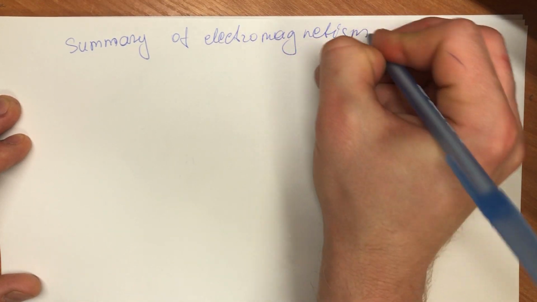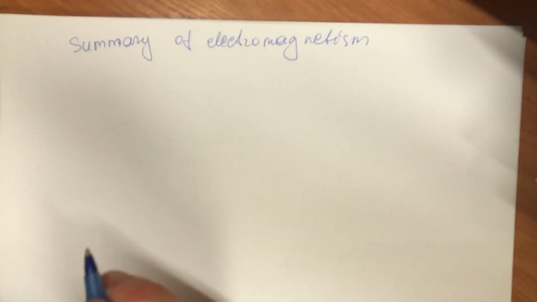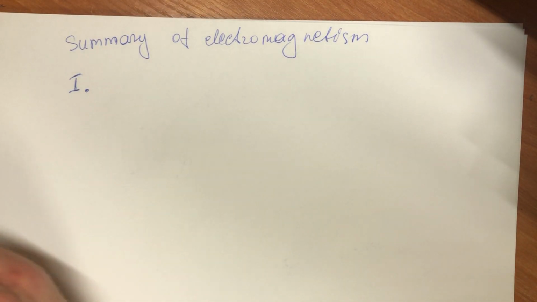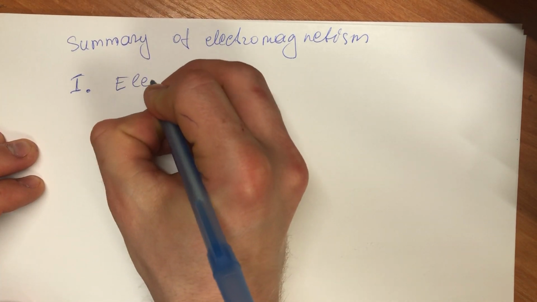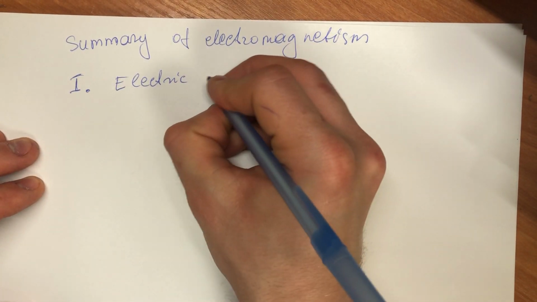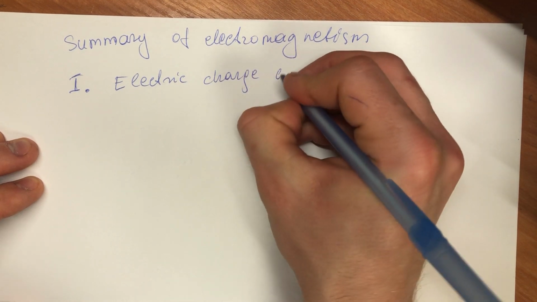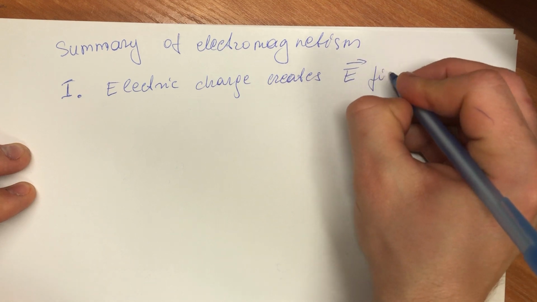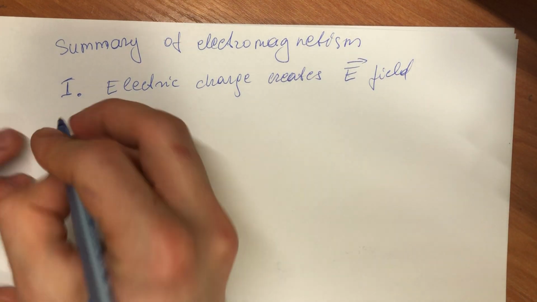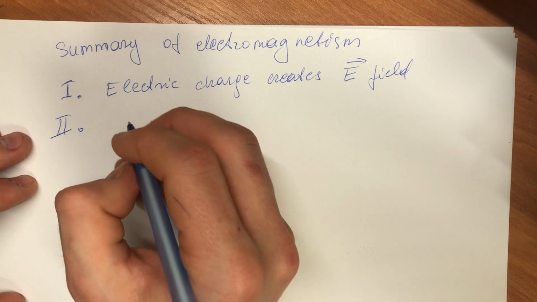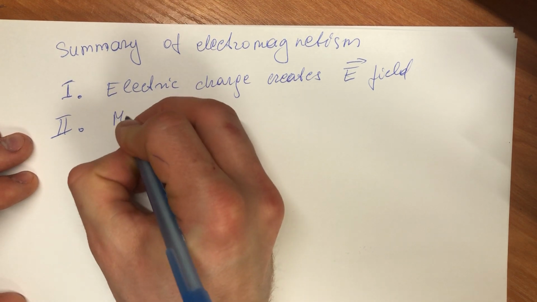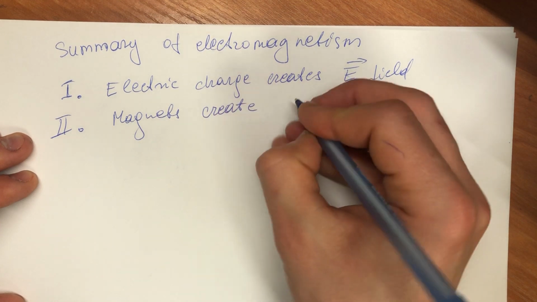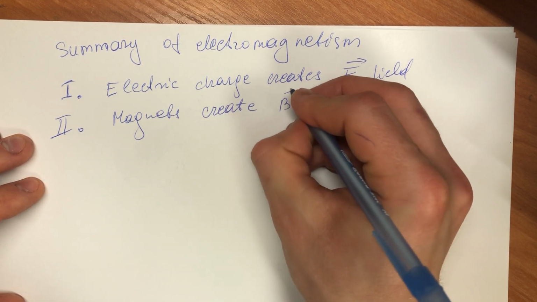Electromagnetism. I would like to tell you four things. First, electric charge creates electric field. You know this. Now, magnets create magnetic field.